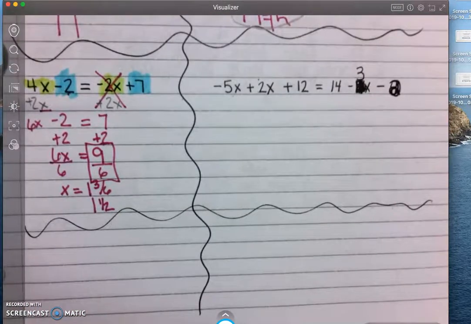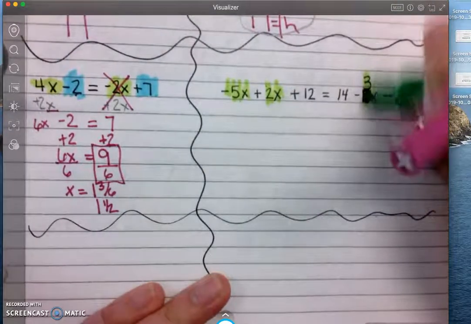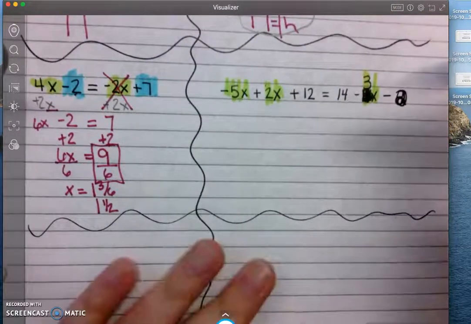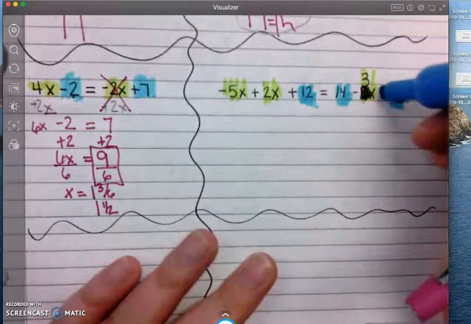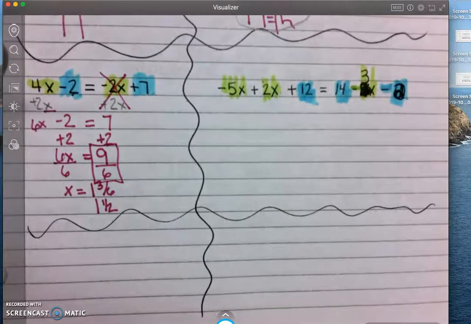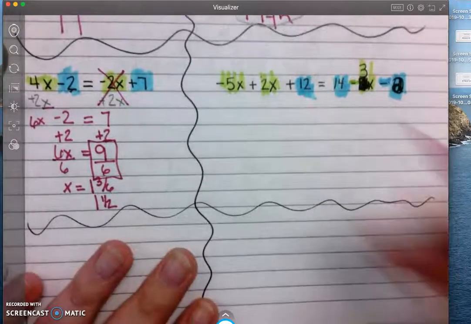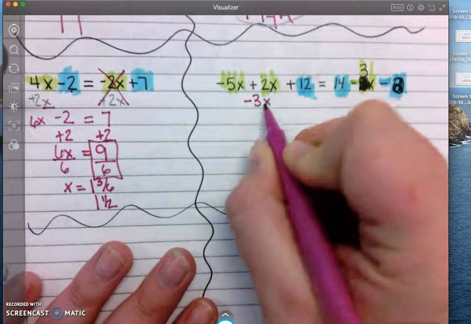On this one, green is going to be my variables, so I'm going to highlight my variables. And then I'm going to highlight in blue just my numbers. And again, that minus, I should have done this one here. Minus goes with that one. On the left side, I have 2 greens, so I want to combine those. -5 plus 2x is -3x.